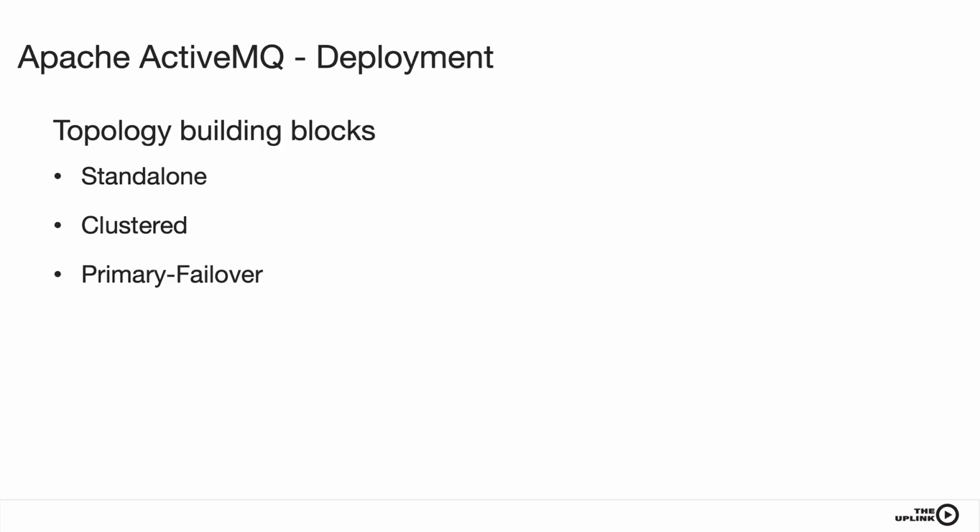Deployments. When we talk about deployments, we have topology building blocks. So we'll have a standalone broker, we'll have clustered brokers, and then we use primary failover. Primary failover is the term that we use for what was formerly known as master slave. Primary failover brokers share a data store, whereas clustering is single or pairs of primary failover brokers clustered together. So we'll use these different topology building blocks to talk about all the possible architectures. With these three key building blocks, you can build any architecture that you need for messaging.